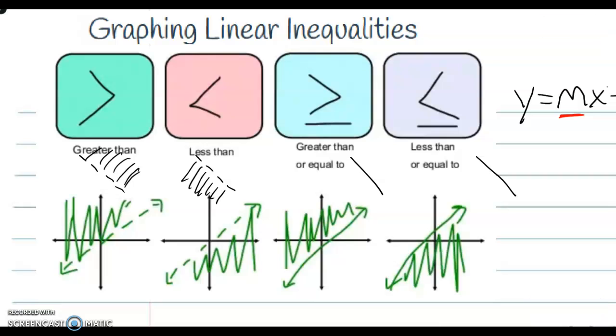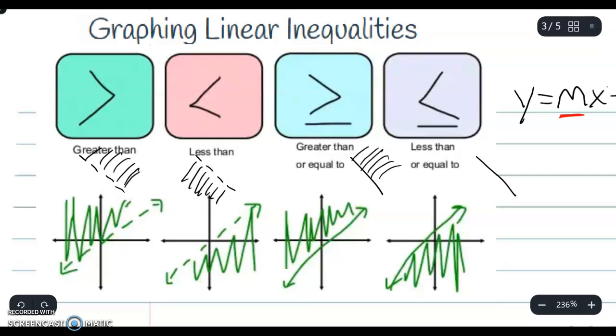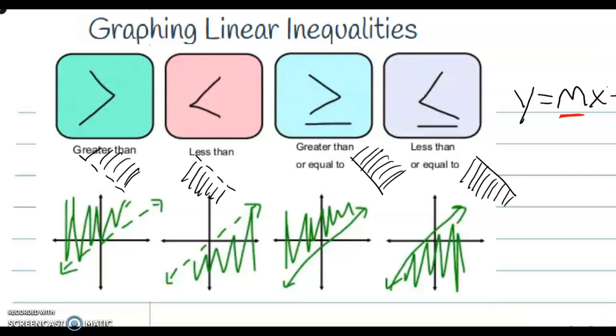Greater than is above, you shade above the line. And less than is below, you shade below the line. It's just going in a different direction. So you just have to know above and below and when to use a dash or a solid line. But that's it. That is graphing linear inequalities.